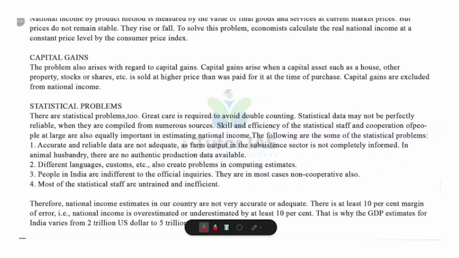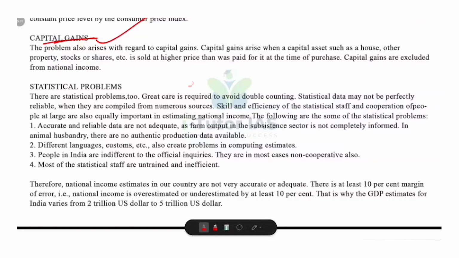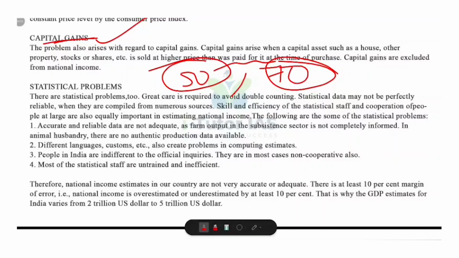Okay. Now, capital gains. What is meant by capital gain? Capital gain happens when you sell an asset, like a house, land, or share. So, capital gain happens when you sell an asset for more than you bought it for. Let me tell you an example. You bought a house for rupees 50 lakh and sold it later for rupees 70 lakh. So, the 20 lakh profit is the capital gain. That means 70 minus 50, that is 20 lakh profit, is the capital gain.